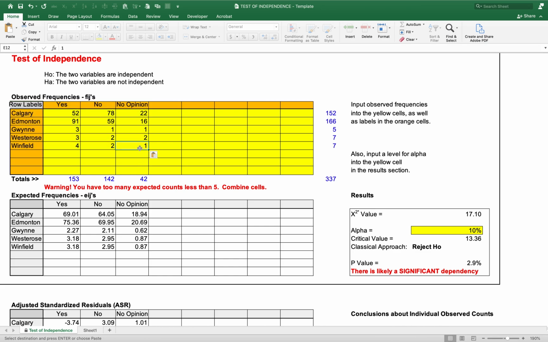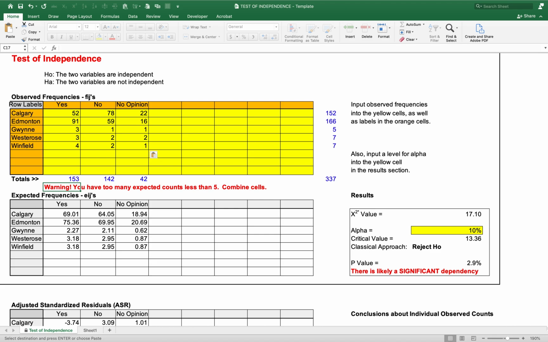Okay, let's take a look at this. We've got pretty healthy numbers when it comes to Edmonton and Calgary, which is what we would expect here, but Gwyn, Westeros, and Winfield have really small totals of 5, 7, and 7. And here's where you end up with problems. If you take a look at the expected counts, we can't have any which are less than 1, and we shouldn't have more than 20% of our cells less than 5. We've got problems here. And so you'll see that there's actually a warning here.